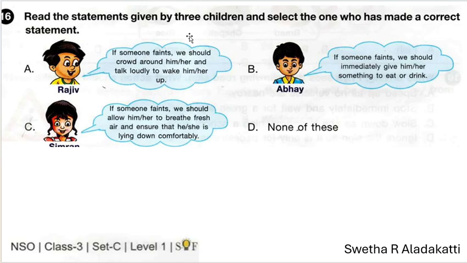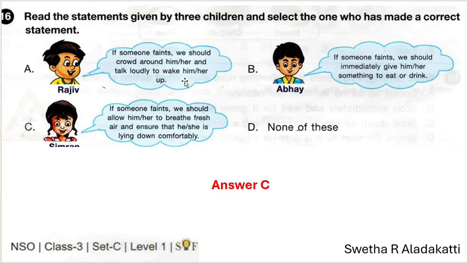16. Read the given statements by three children and select the one who has made the correct statement. A. Rajiv: if someone faints, we should crowd around him or her and talk loudly to wake him or her up. B. Abhay: if someone faints, we should immediately give him or her something to eat or drink. C. Simran: if someone faints, we should allow him or her to breathe fresh air and ensure that he or she is lying down comfortably. D. None of these. Let's see the answer.